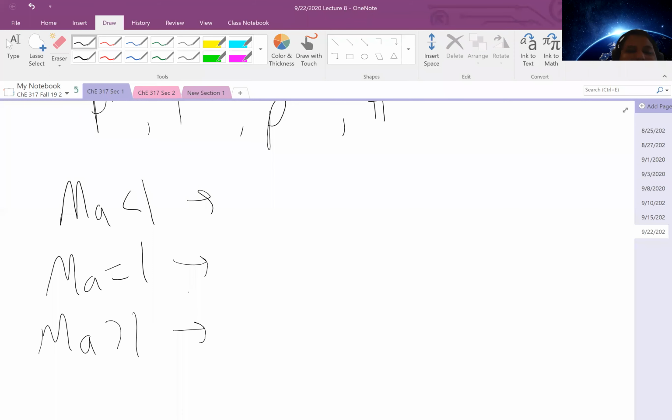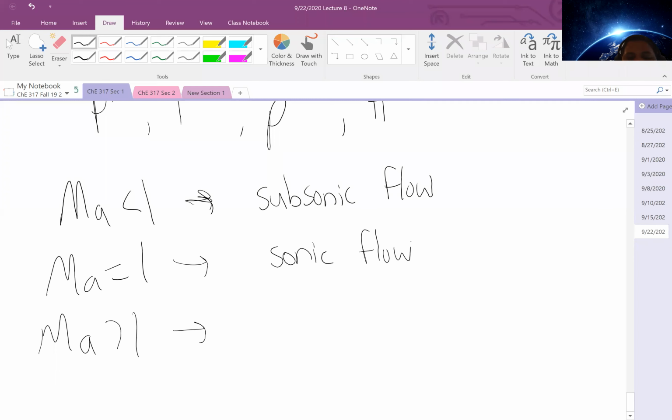So flow that is less than 1 is considered subsonic flow. Flow that is equal to 1 is what's known as sonic flow, and flow greater than 1 is known as supersonic flow.